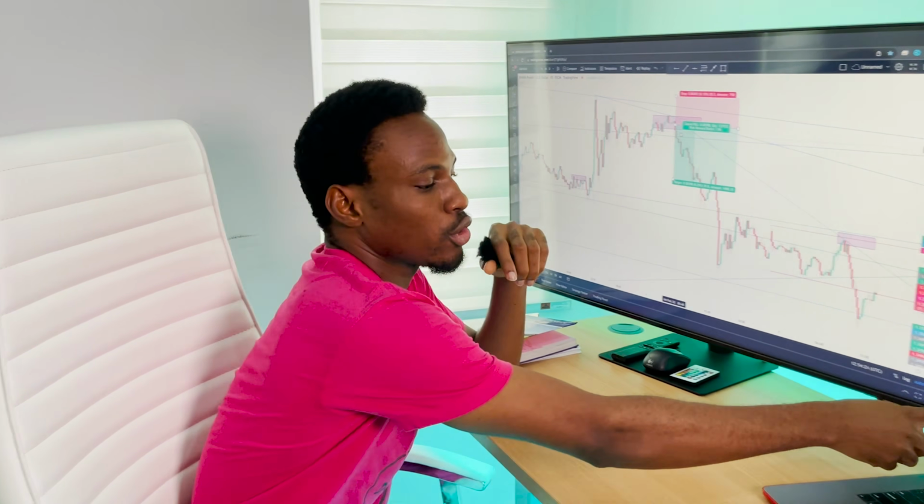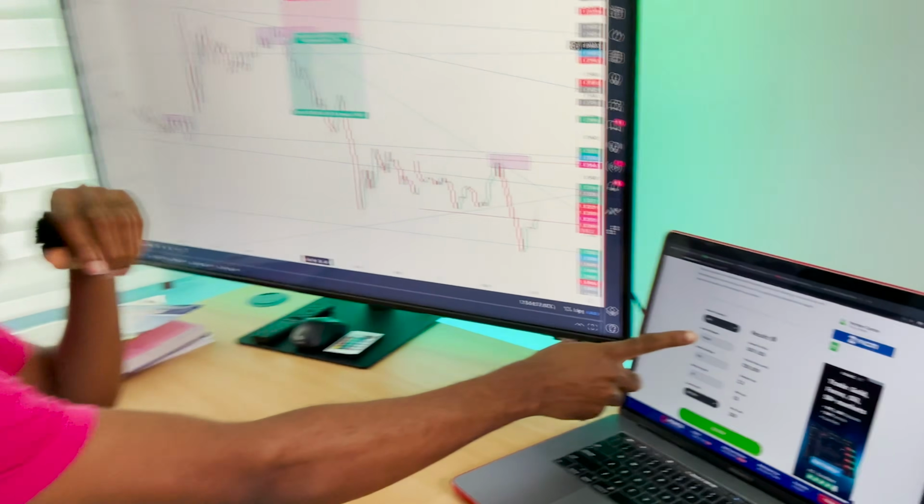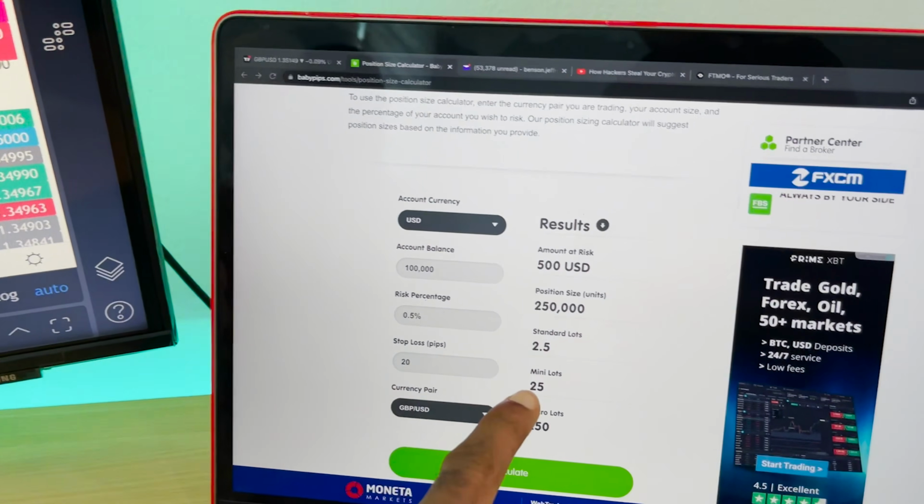The second one can be tighter. There are times the market may retrace a little. That's dollar cost averaging. Dollar cost averaging is a style that does not allow you to risk all of the lot size you intend to use. Now, remember I said on the 100K account, look at this 100K account, I said we have to use 2.5 standard lots.